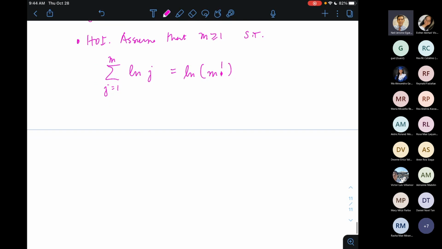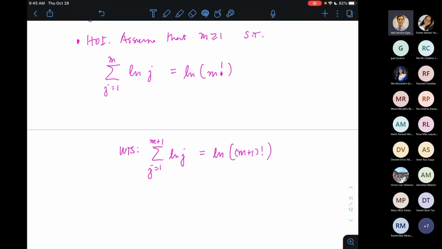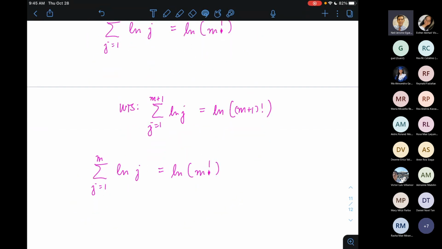Okay? And then from here, we want to show that the summation of ln j starting from 1, but this time it will end at m plus 1. So lahat lamang ng m sa HOI, papalitan lang natin ng m plus 1. Ibig sabihin, yung nasa loob ni ln dun sa kanan, magiging m plus 1 factorial na. Alright? So yan yung gusto nating ipakita. Okay? But we will start with the hypothesis of induction. So what do you think should be done dun sa hypothesis of induction para makarating tayo or lumapit tayo dun sa WTS?